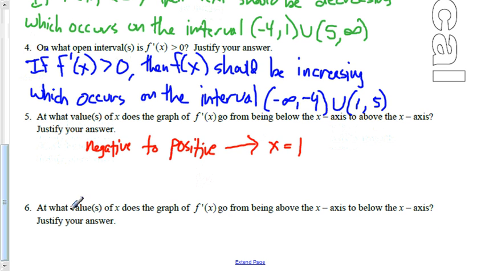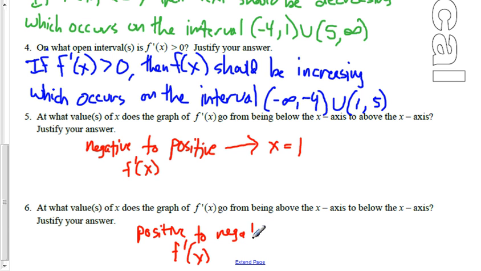And then down here, it says at what value of x does f of x go from being above the x-axis to below the x-axis. So that's when the derivative is positive, and I should write that down. That's the derivative goes from negative to positive, and here the derivative is going to go from positive to negative, and we're going to use this a little more formally on our next example. So it goes from positive to negative. So where was it positive? Hey, it was positive from -infinity to -4, and then it begins being negative at -4. So hey, at x equals -4.